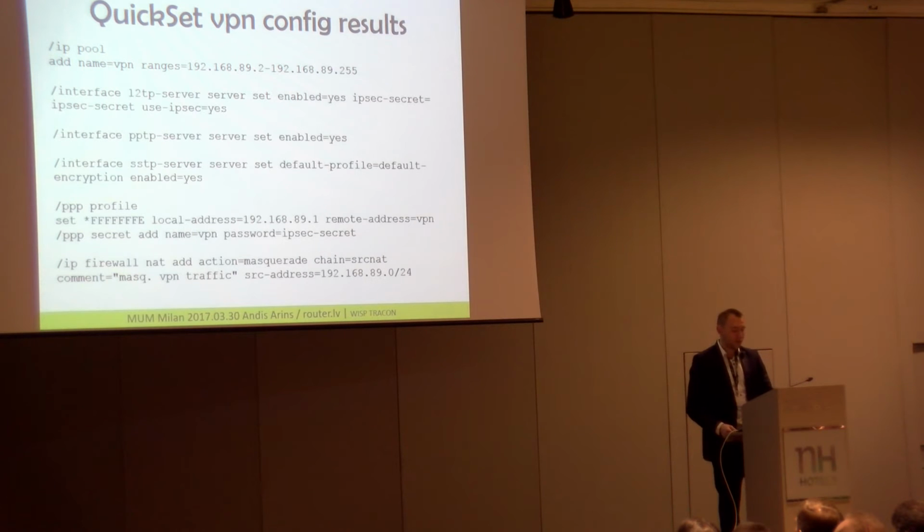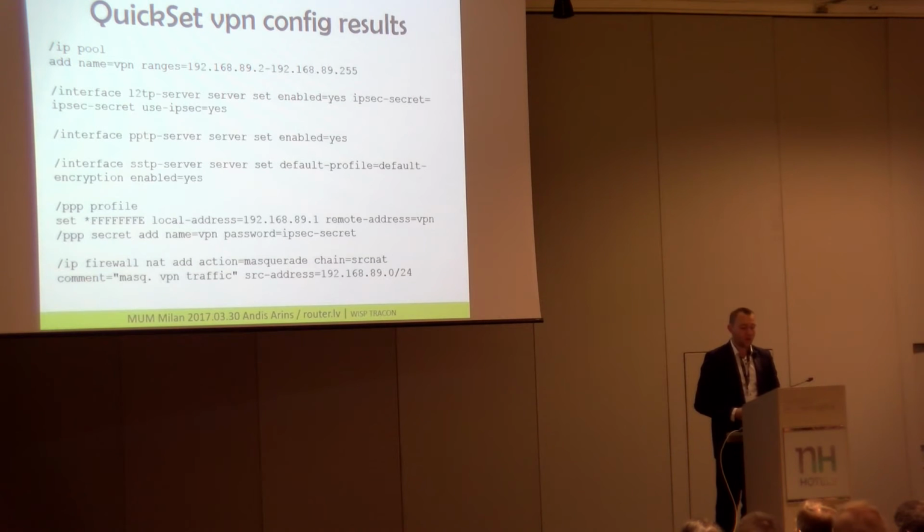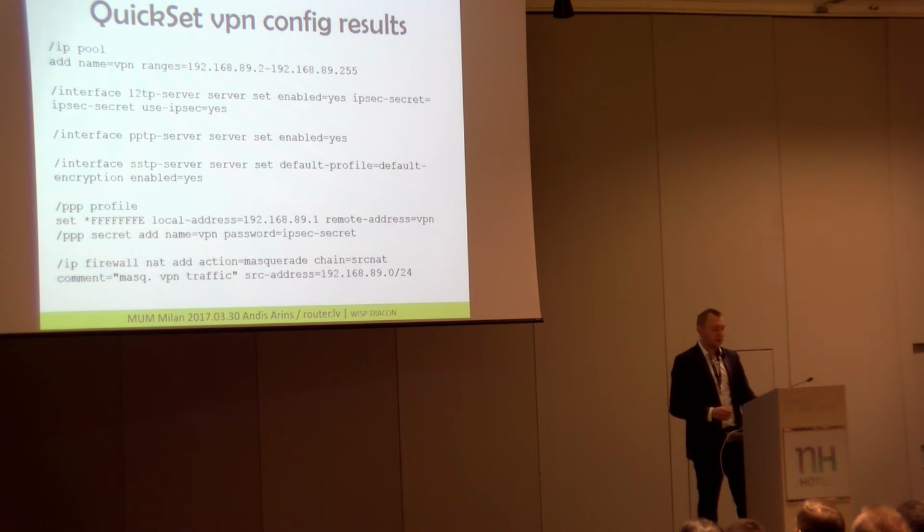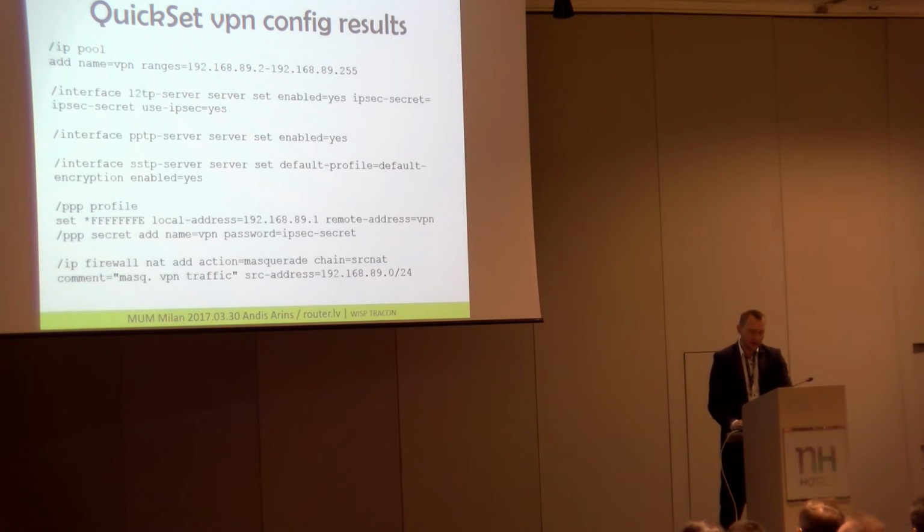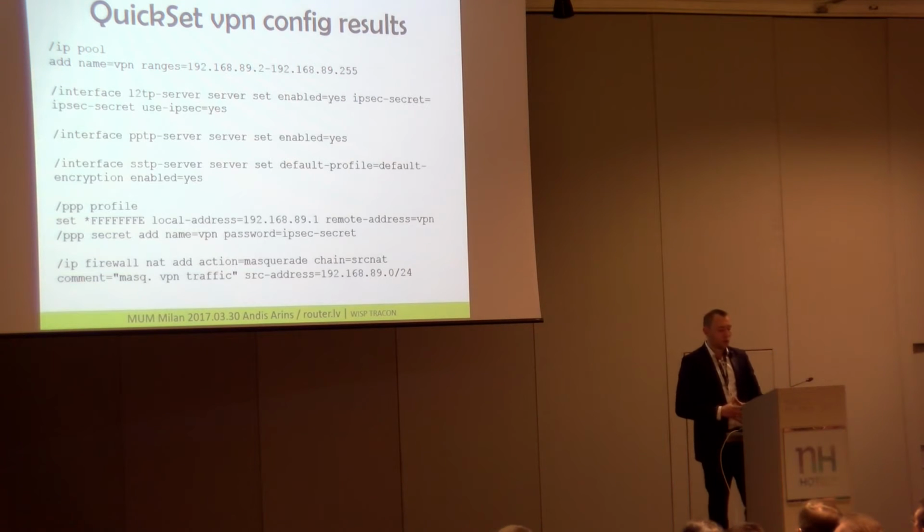192.168.89, which is generated. Then the L2TP server is enabled with the IPSec secret, which matches what you did in the previous step. Also, PPTP and SSTP servers are enabled with the same password and a new profile which will take IP addresses from this pool. Finally, a masquerade rule is made, and the traffic will also be masqueraded.